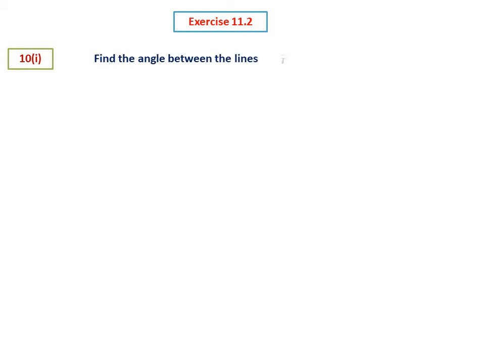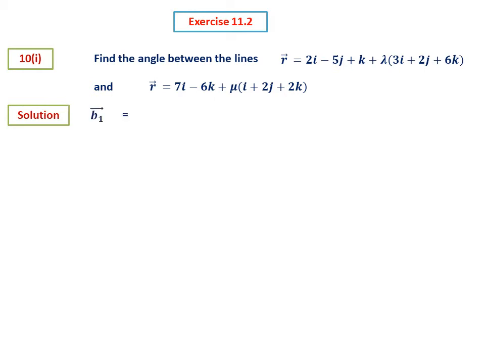What is given is, find the angle between the lines r equal to 2i minus 5j plus k plus lambda into 3i plus 2j plus 6k. This is the first line. And the second line is r equal to 7i minus 6k plus mu into i plus 2j plus 2k. So here we have done already one question. B1 is what? It is 3i plus 2j plus 6k, the first equation. Similarly, B2 is what? It is i plus 2j plus 2k.